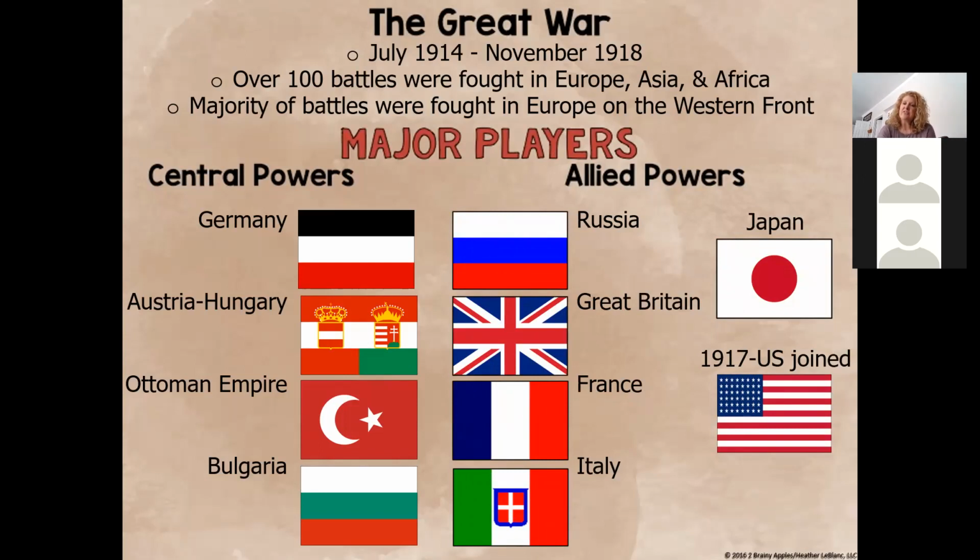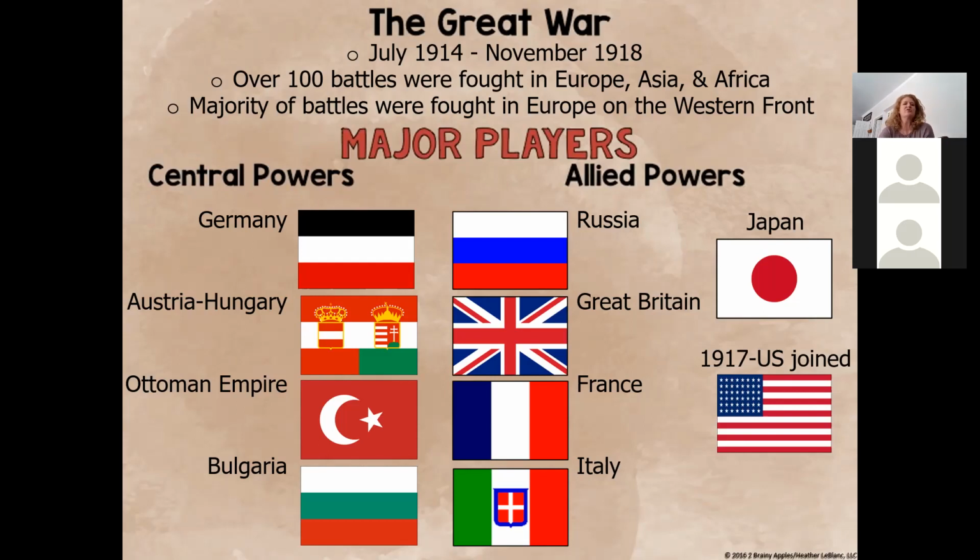When we talk about theaters or fronts, it's simply the areas of warfare on the map. So the Eastern Front is going to be the eastern side of Europe. The Western Front is going to be on the western side. The majority of the battles are fought in Europe on the Western Front, so think of the left side of Europe.